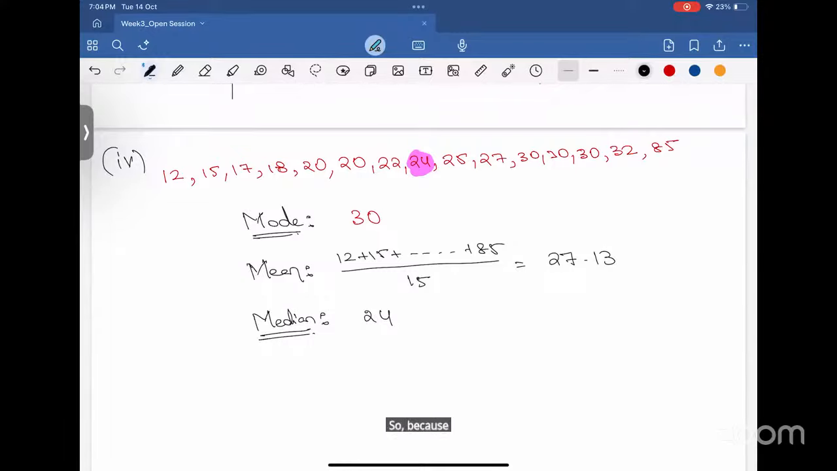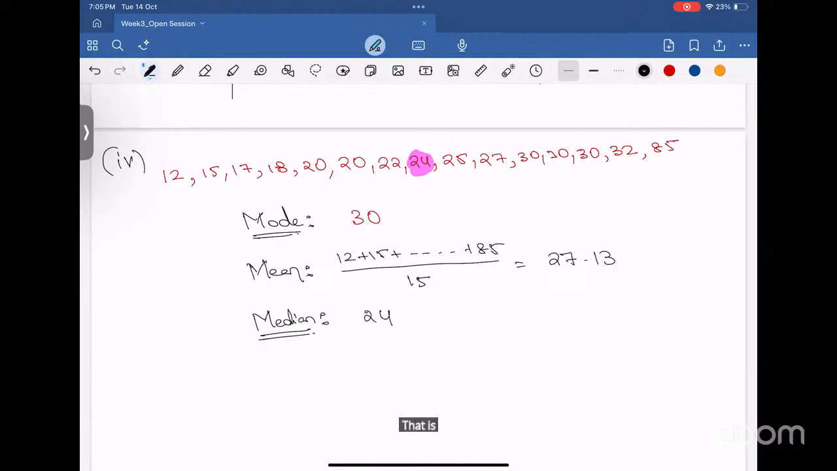Because if you see, there are candidates who got 12, 15, 17, 18, 20, 22, 24, 25, 27, 30, 30, 30, 32. So almost 14 data points are nearly close to 24 compared to 27.13. So if you take 27.13, 12, 15, 17 are a little far, right? So compared to 24 and 27.13, 24 looks a little better, and mean has fluctuated because of one data point, due to the outlier, that is 85.